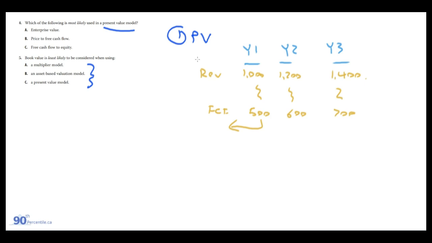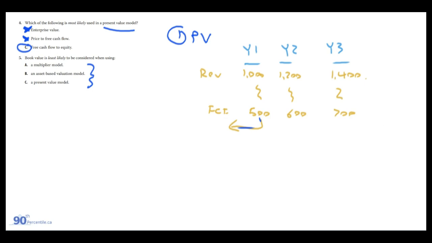So which of these is most likely to be used in a model like this? Is it enterprise value? No, because that's what we're trying to calculate, right? We discount all of these back and then calculate enterprise value and equity value. So this is an output of a present value model. Price to free cash flow. Once again, this is an output. Price to free cash flow is like the share price or equity value divided by free cash flow. Whereas here, free cash flow to equity is exactly what you would use.